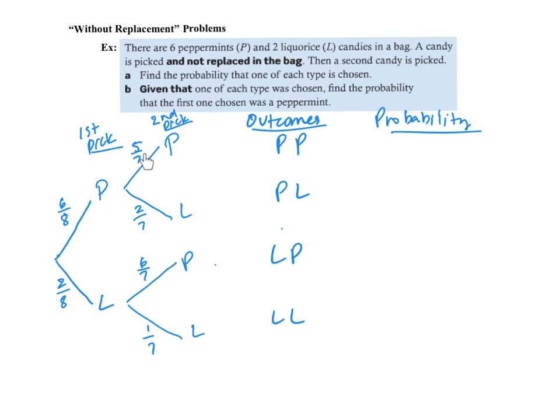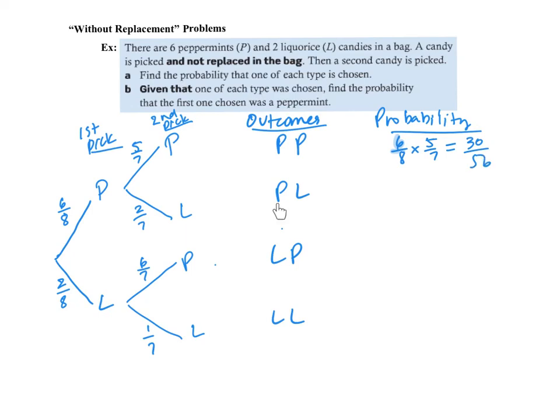The probability of getting a peppermint and then a peppermint, just follow the branches of the tree. That would be 6/8 times 5/7. So 6 over 8 times 5 over 7 would be 30 over 56. We're not going to take the time to simplify these, but of course you could.